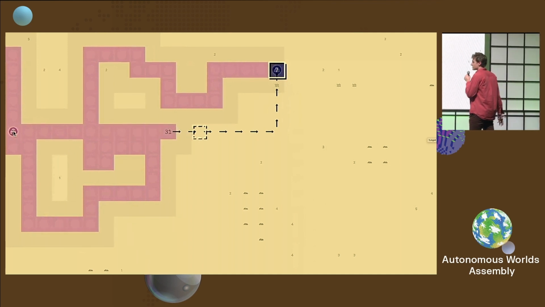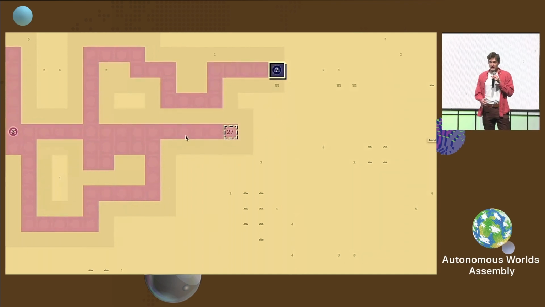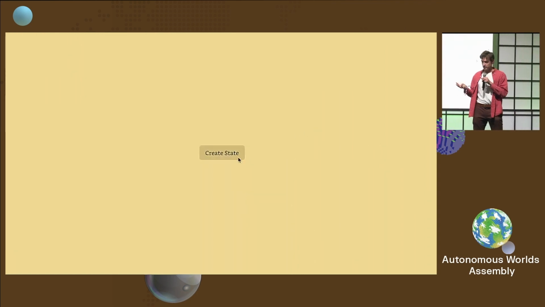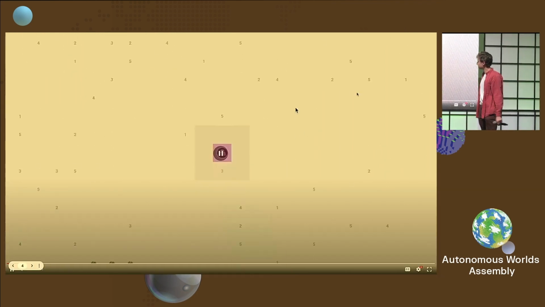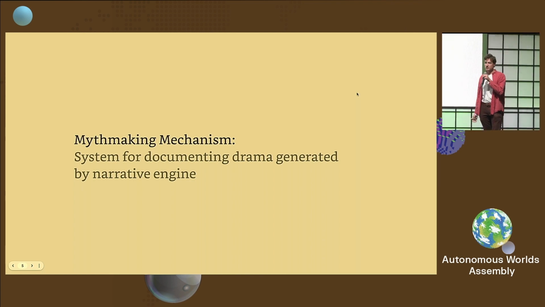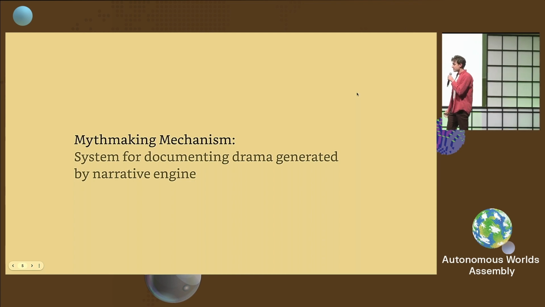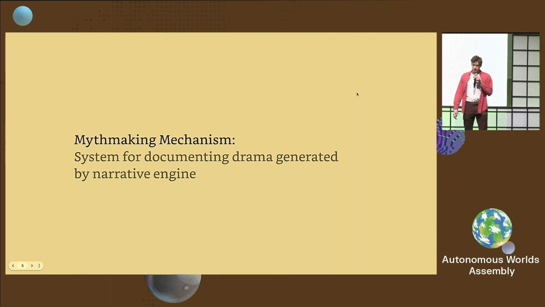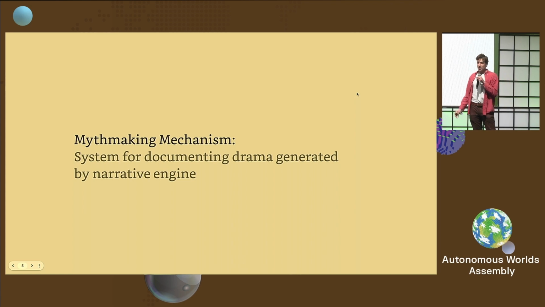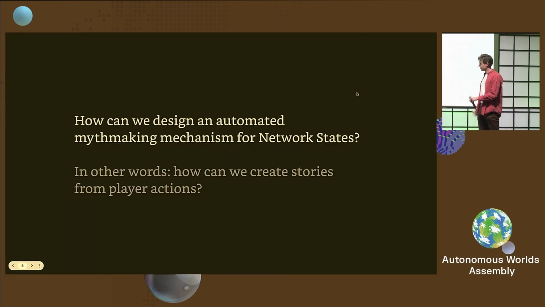And so then we wanted to start exploring how we can generate myths out of this drama that would be occurring in our game. And so that's where the myth-making mechanism comes in. And how we define a myth-making mechanism is it's a system for documenting the drama generated by our narrative engine to create really memorable stories and experiences for users, specifically for us, the players of our game, Network States.